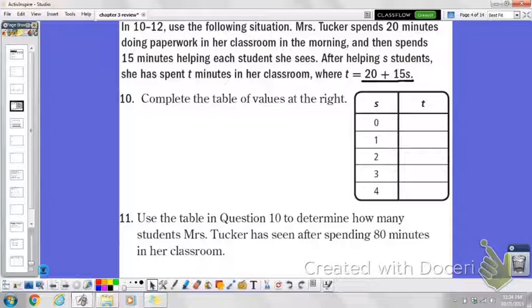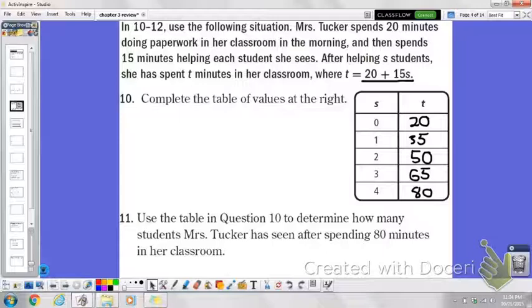T values. Whenever you do this, you will get the T values of 20, 35, 50, 65, and 80. So those are all your T values. Now we can answer question 11. It says, use the table in question 10 to determine how many students Mrs. Tucker has seen after spending 80 minutes in her classroom.